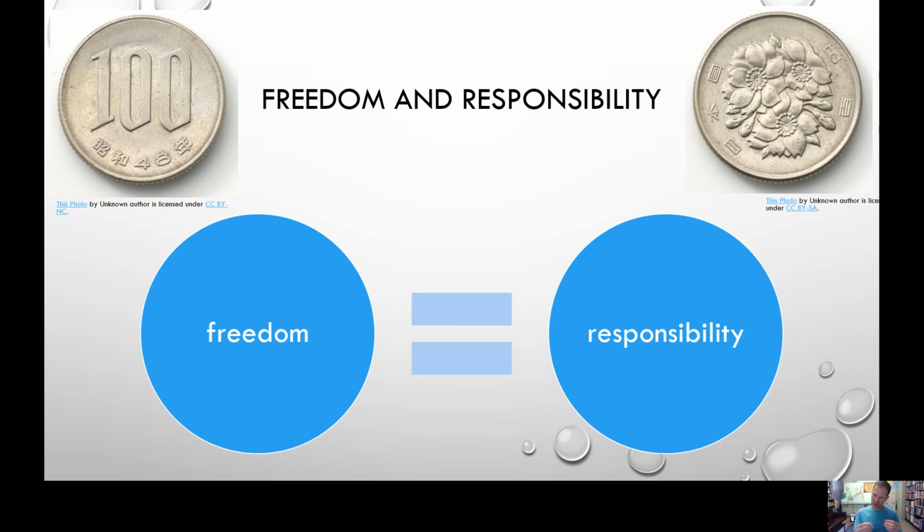And another aspect of this is that your freedom is my responsibility, and my freedom is your responsibility. Because we live in a society, we are all responsible for other people's freedom. So this is a key point with freedom in a society.